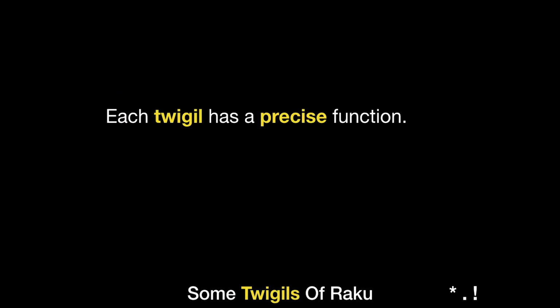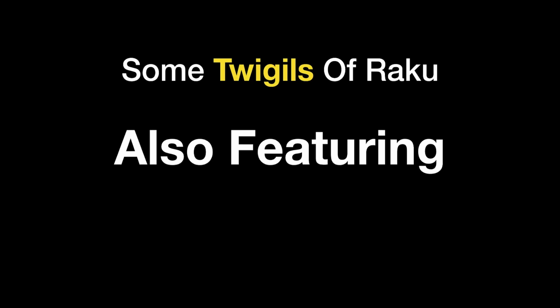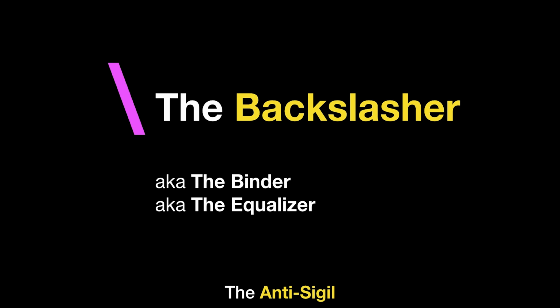So each twigil has a precise function, and each twigil indicates some kind of scope. So those were the twigils of Raku. Now we have the antagonist, the anti-sigil. Any good movie should have an antagonist. So here it is. And the anti-sigil is the backslash, aka the backslasher, the binder, the equalizer.